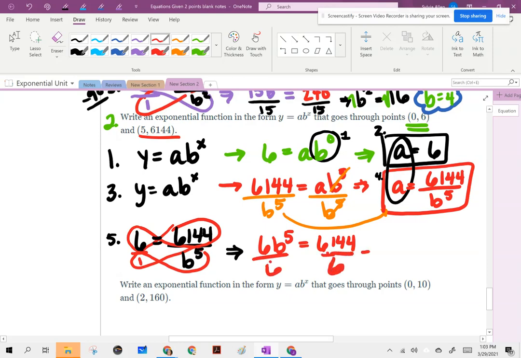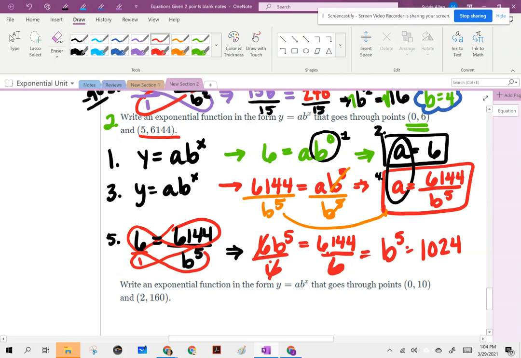I wish I had a better pen. So I'm going to open up my calculator real quick. I get 6,144 divided by 6 gives me 1,024. So b to the 5th is equal to 1,024.